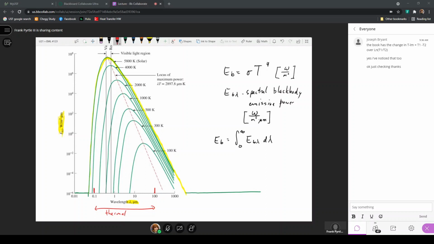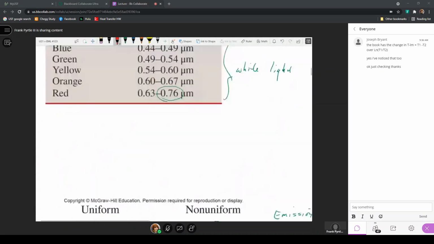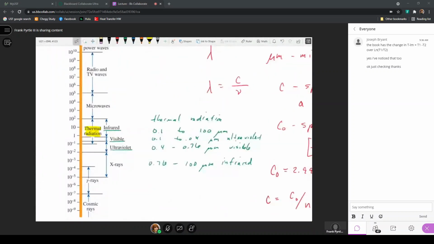These green lines that are indicated past 100 microns, what's after 100 microns? This is all thermal radiation. After 100 microns is the microwave energy range. So I'll just go back here. We have thermal radiation from 0.1 to 100 microns. Above 100 microns is our microwave.